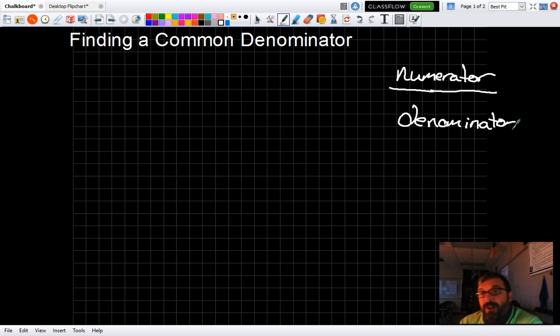Okay, so we have the numerator over the denominator, and there are going to be times where we are adding, subtracting, or not necessarily multiplying or dividing. When we're adding or subtracting, we need to have the same denominator, because it's really hard to add pieces of fractions together if they don't line up and they don't quite work.